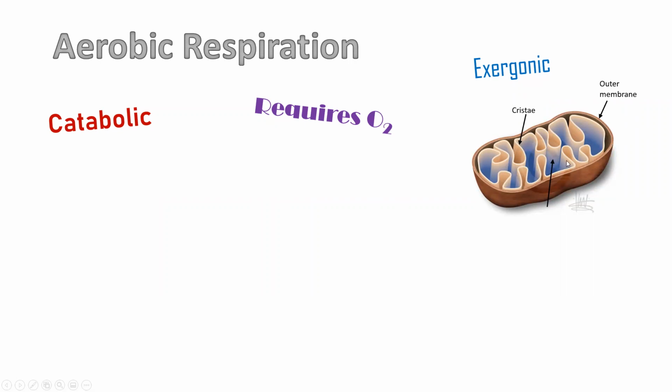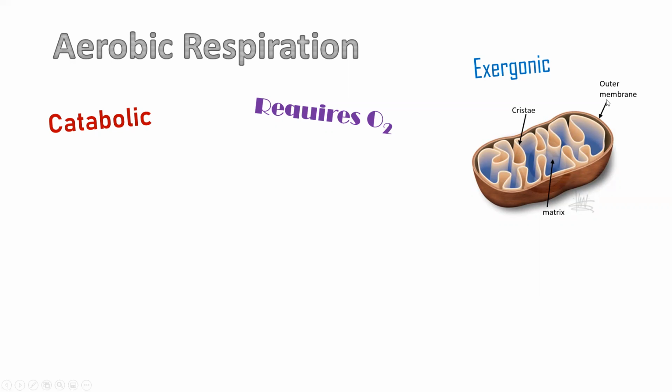But we're also going to be talking about reactions that happen in this middle region, okay, this space within the inner membrane, and that's called the matrix, okay, the mitochondrial matrix. Now, of course, organelles are only found in which type of cell?